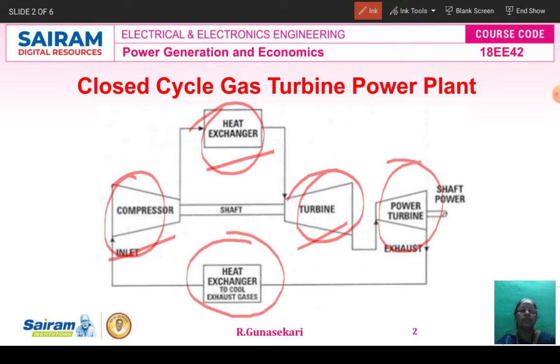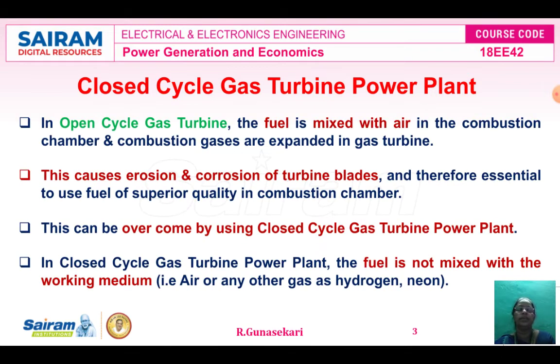And then the exhaust from the power turbine comes to the heat exchanger, and this heat exchanger is used to cool the exhaust gases. Then again this gas goes to the compressor, then is heated by the heat exchanger. It comes to the turbine, the heat energy is converted into mechanical energy, and the mechanical energy is converted into electrical energy. This is the closed cycle gas turbine power plant operation. Now you see the theory part.